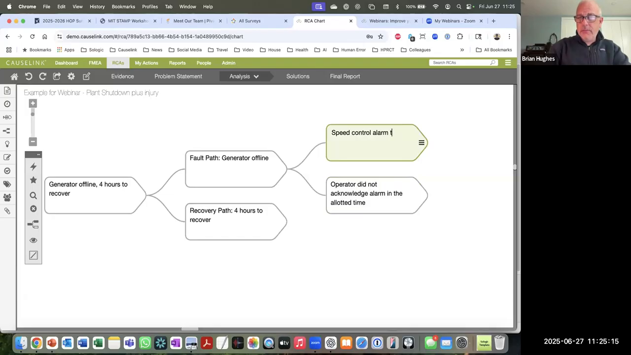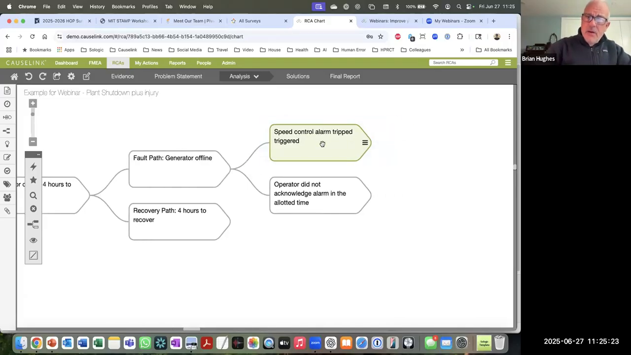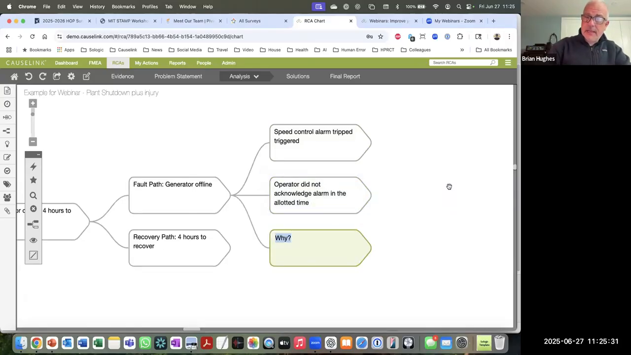Speed control alarm trip, right? Or tripped or triggered. I'll choose my words later. So now this is the transitory cause. This is an omission, did not. Okay. And I can add in the non-transitory, which is speed control alarm.